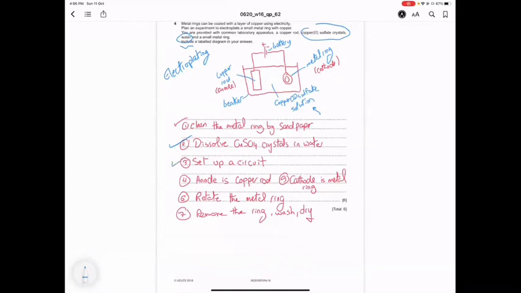Set up a circuit. You take the mark from the graph if you just drew the circuit correctly. The anode is the copper rod. The cathode is the metal ring. Rotate the metal ring, okay? This is a very smart mark. Rotate the metal ring continuously in order to make it electroplated from all directions, and then remove the ring and wash it and dry it.